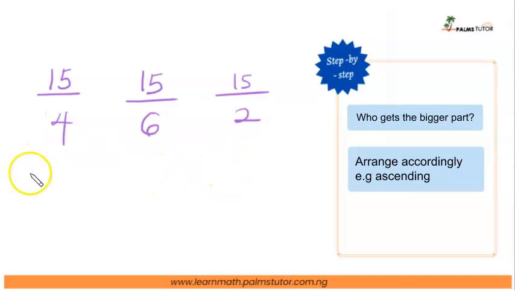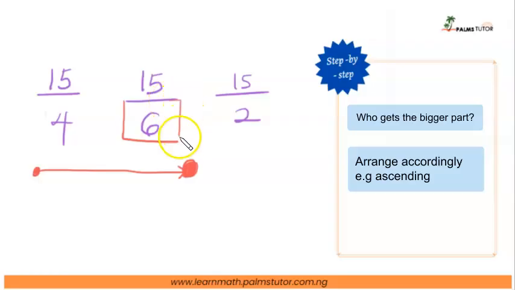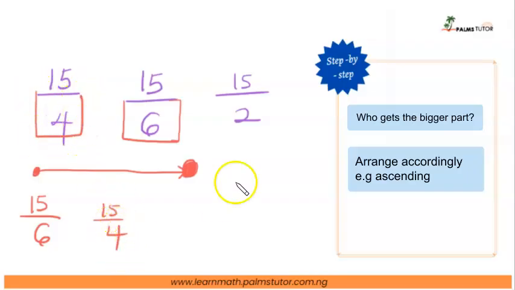Which one of them is the smallest? Ascending is from smallest to biggest. So which one is the smallest? Which one will have the smallest part? The one that you're dividing into 6. The higher the denominator, the smaller that part will be, right? So this is the smallest, that's 15 over 6, followed by this, that's 15 over 4, and then this is the biggest, that's 15 over 2.